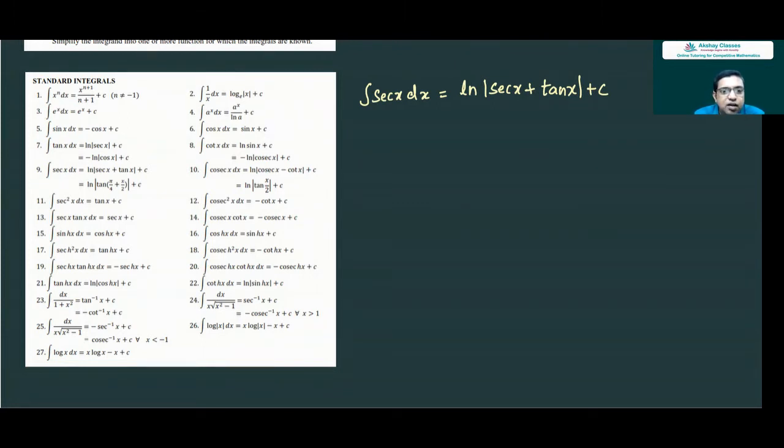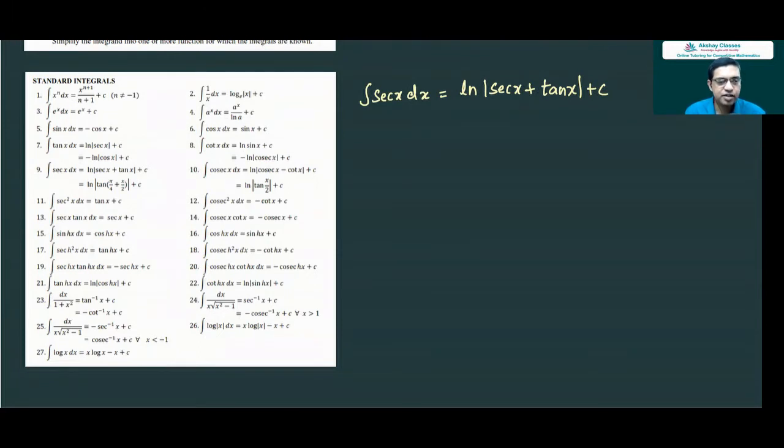And integral of cosecant x is log mod cosecant x minus cot x plus c. A simplification of this will give you log mod of tan x by 2 plus c. Then integral of secant square x is tan x, because derivative of tan x is secant square x. And integral of cosecant square x is minus cot x plus c, of course. Integral of secant x tan x is secant x plus c. Integral of cosecant x cot x is minus cosecant x plus c.